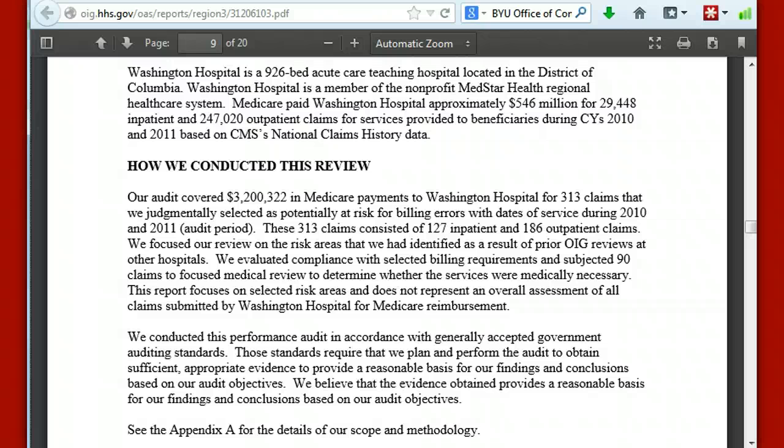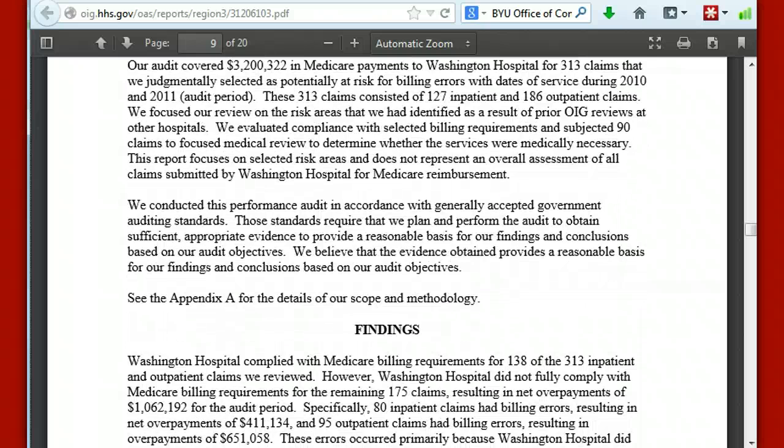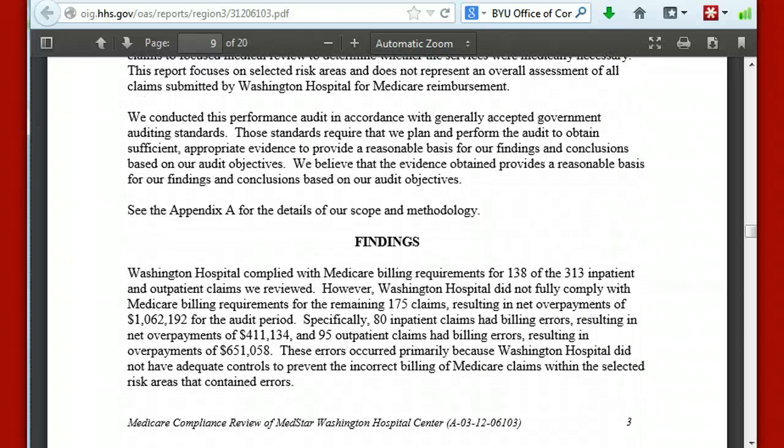And they did select, it looks like, a focused time frame from 2010 and 2011, the audit period. And you can even go into Appendix A down at the bottom here to talk about their scope and methodology, just to get a better idea of how the OIG does their auditing. So, of the 313 inpatient and outpatient claims that were reviewed, 138 of them complied with the Medicare billing requirements. In those, it looks like 175 remaining, there were net overpayments of $1 million.